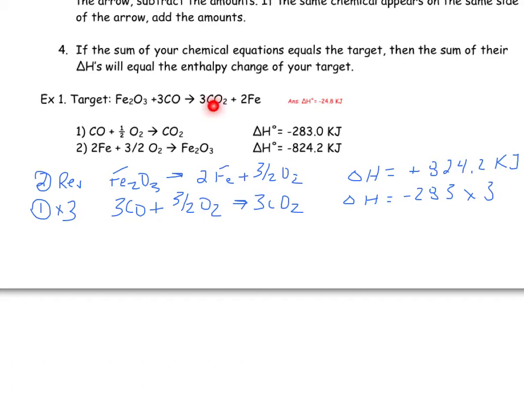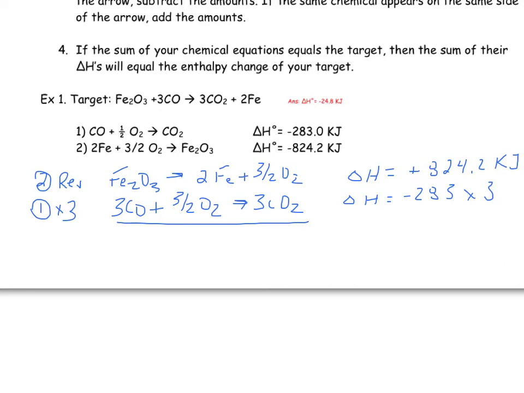Following on in my target equation, I need 3 CO2s. Equation number 1 supplies that. And I need 2 Fe's. That's taken care of by equation number 2. Let's algebraically add these two equations together.